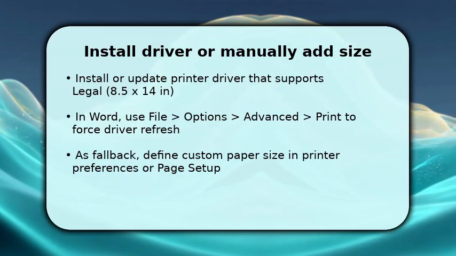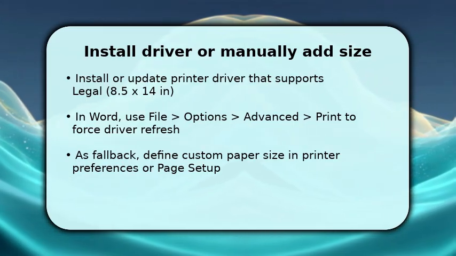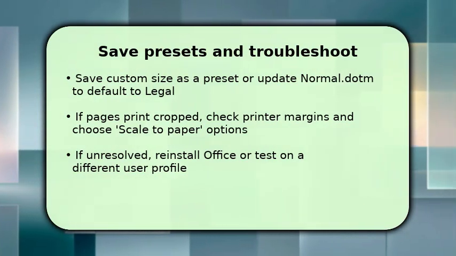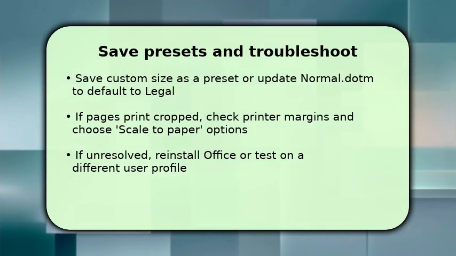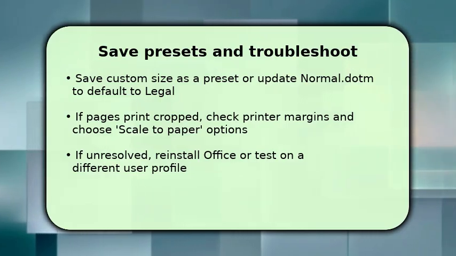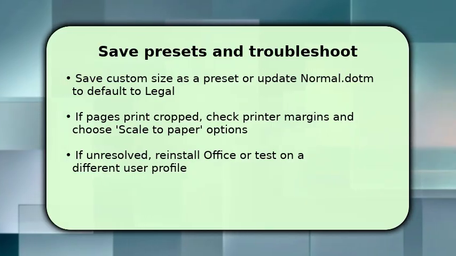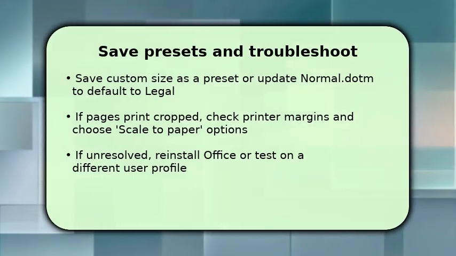You finish by saving the custom size as a preset or updating normal.dotm so new documents default to legal. This prevents repeating steps. Then test by printing or exporting to PDF. If content appears cropped, adjust printer margins and enable scale to fit or choose the proper paper source.